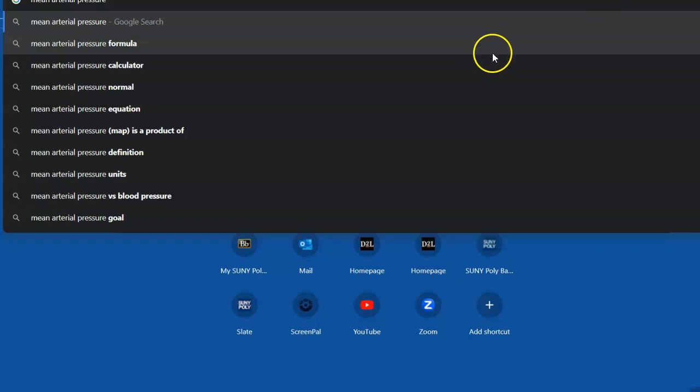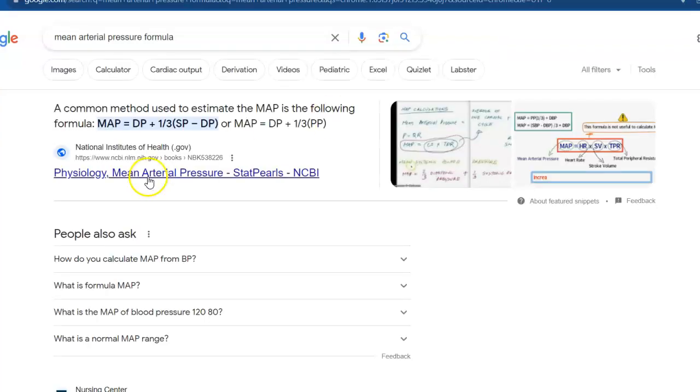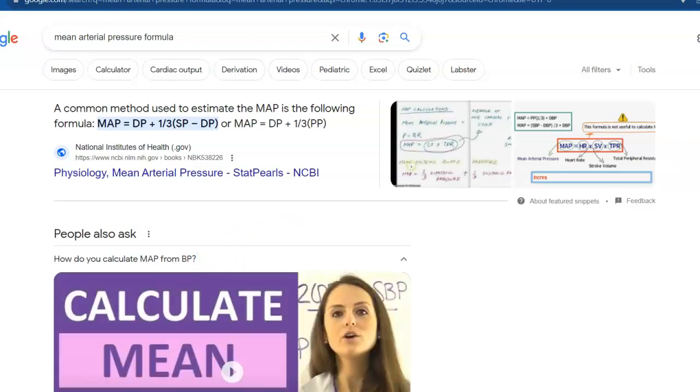I'm just looking at the formula. I don't remember it off the top of my head. Okay, diastolic plus 1/3 systolic minus diastolic pressure is how you calculate it. And I think that's something that you are mostly familiar with. But you know what? I will grab this for you so you can review it.